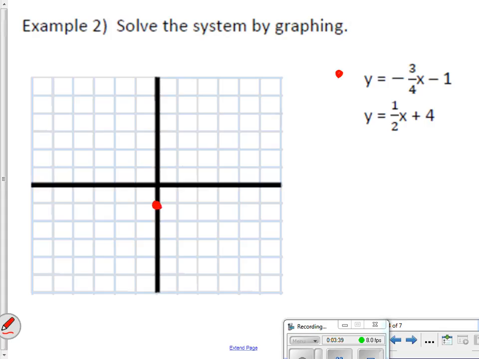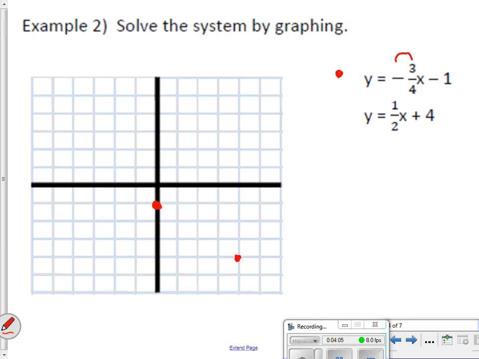And on yours, you might not have a very clear grid. Go ahead and just kind of make tick marks or tally marks along the side here to help you see where you're at. That's fine. But that's going to be our y-intercept. And using our slope, this -3/4, we know that we're going down 3, right 4. So 1, 2, 3, and 1, 2, 3, 4. That's going to be another spot.